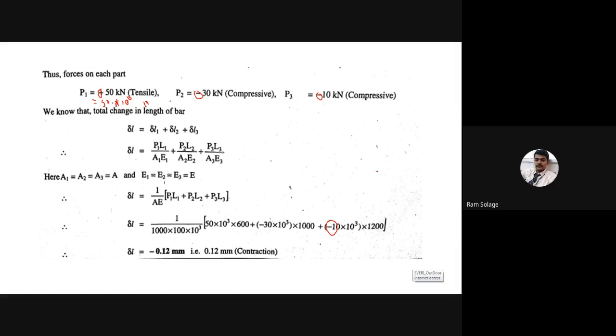That is how we have calculated P1, P2, P3. Now, we know that the total change in length of the bar, delta L, is equal to delta L1 plus delta L2 plus delta L3. Means what? Deformation at section 1, deformation at section 2, and deformation at section 3.